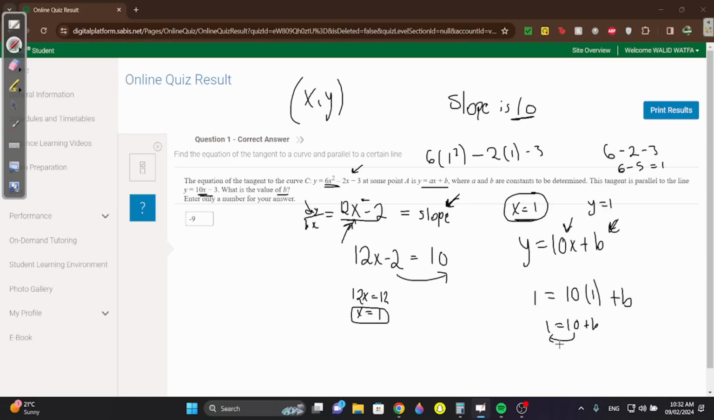How do you find b? Take 10 to the other side. b equals 1 minus 10. b equals minus 9. Okay? So what is your equation for the line? y equals 10x minus 9. b is minus 9. The steps, memorize them.